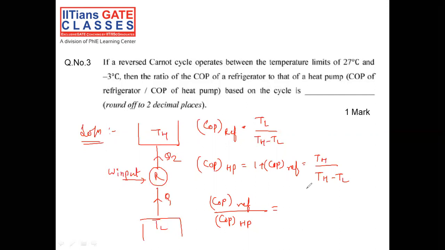A refrigerator is nothing but to cool the system, to cool the room. That purpose we are using a refrigerator. That is the basic difference between a heat pump and a refrigerator. If you calculate, you are going to get T lower divided by T higher, and remember T is in Kelvin. Don't put it in degrees centigrade. So regarding the answer, 270 divided by 300. So we are going to get 0.9. That is the answer for question number 3.